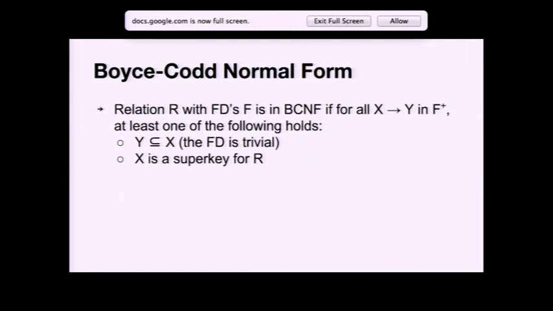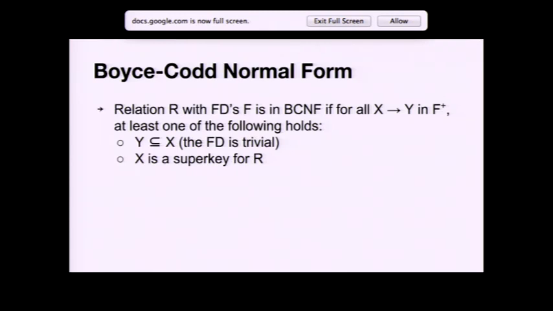So let's say we do that. Then we consider every FD inside F plus. At least one of the following holds. Y is a subset of X. In other words, the functional dependency is trivial. Like I described earlier, this would be something of the form AB determines B, or something like that.